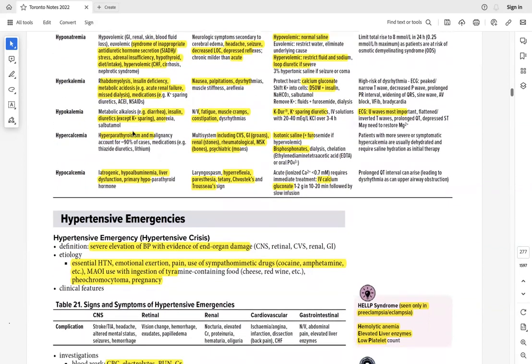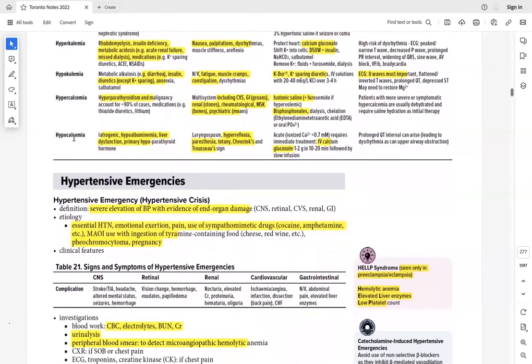Then hypercalcemia: the patient has increased calcium levels, hyperparathyroidism, maybe some underlying malignancy, or some medications the patient is taking. What is the treatment? Give the patient fluids. That is the treatment for hypercalcemia. If that is not working, after the fluids, then bisphosphonates. The patient will present with abdominal pains, muscle pains, maybe some psychiatric abnormalities, bone pains, renal stones. All of these are symptoms of hypercalcemia.